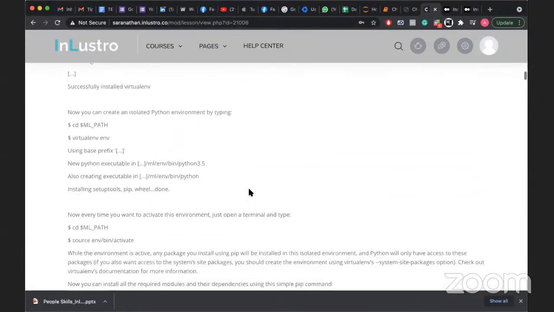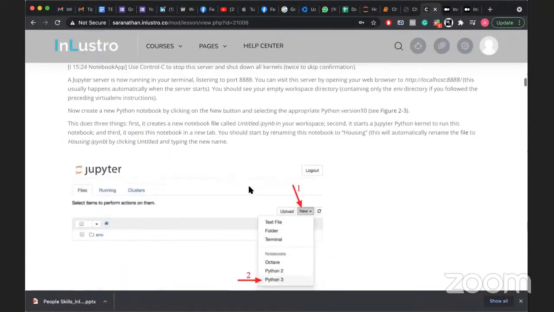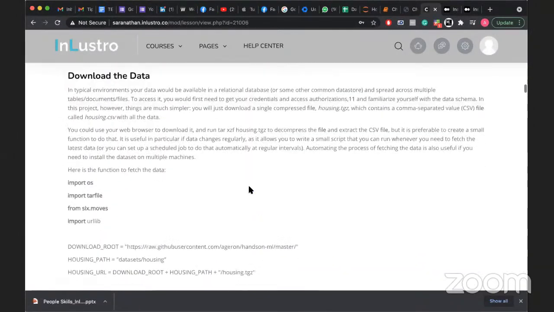So you've all installed Jupyter Notebook. I hope all of you have installed Jupyter Notebook by now. Everyone, have you installed the Jupyter Notebook, students?